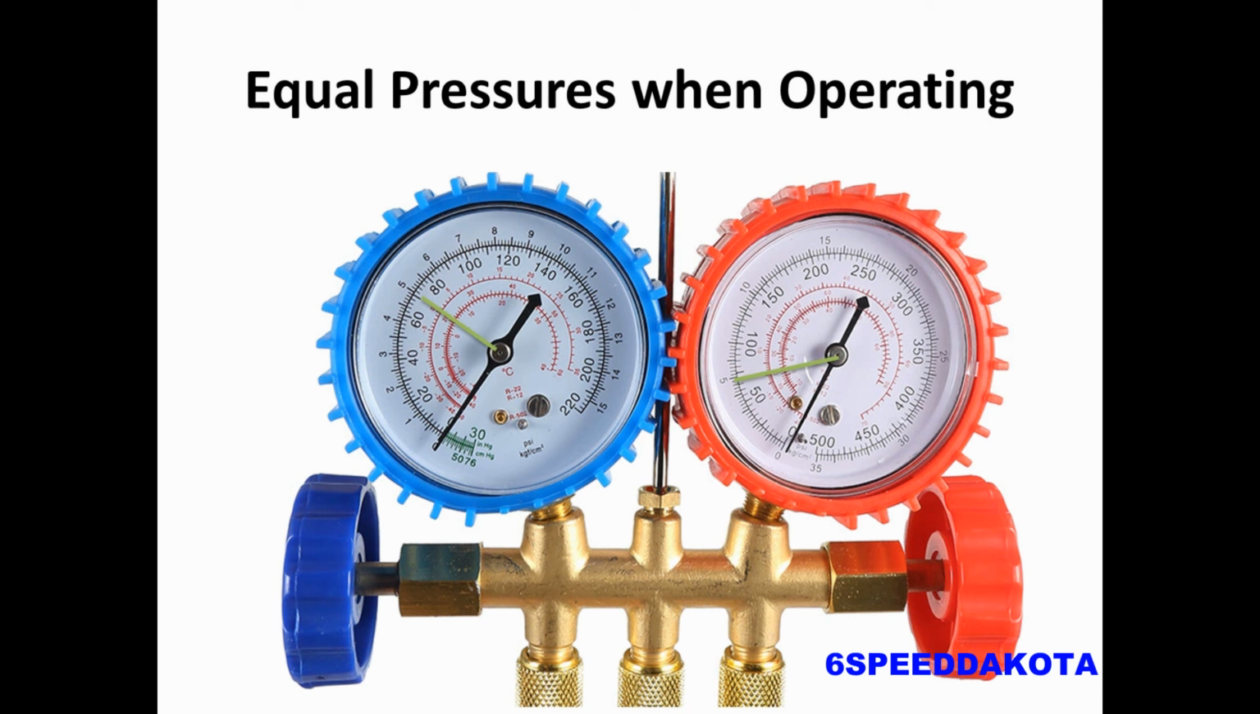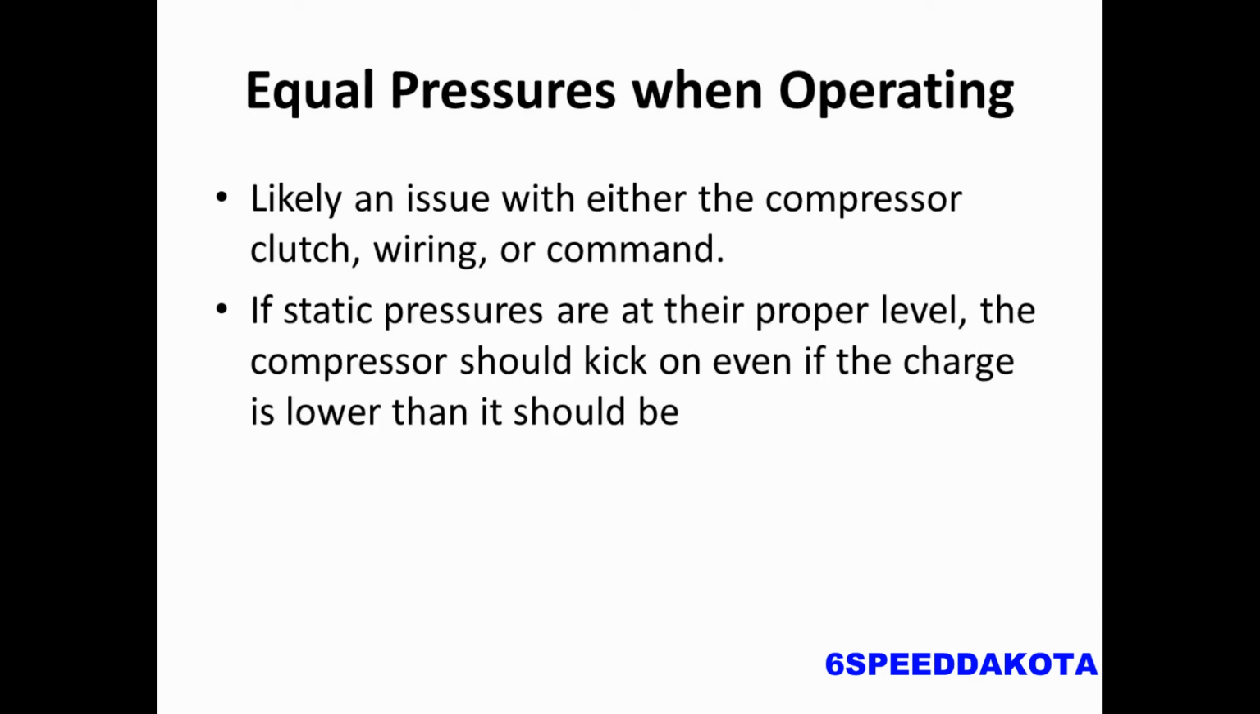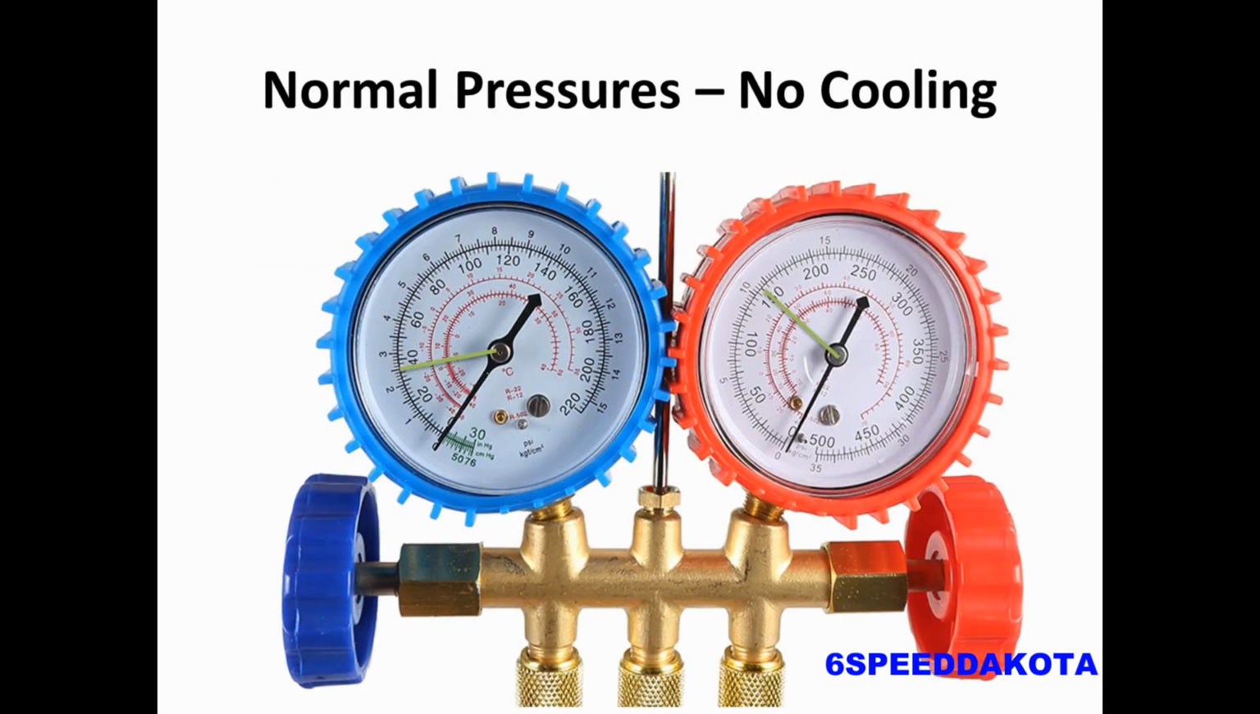If we have equal pressures when operating, something that's close to or exactly static, it's most likely an issue with the compressor clutch being worn out, not engaging, our wiring is broken, or we have an issue with the command from our AC module to our compressor. If static pressures are at their proper level, the compressor should kick on even if the charge is lower than it should be. So our low pressure switch may also have failed in this case.